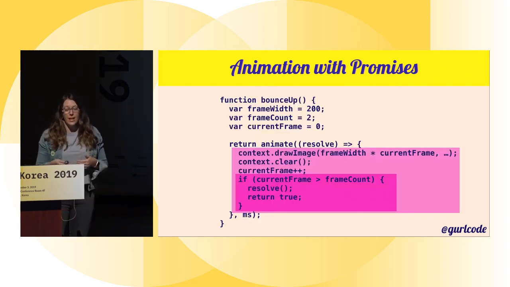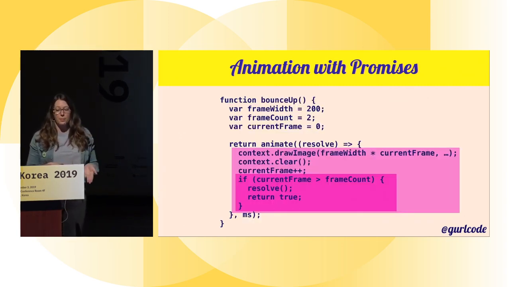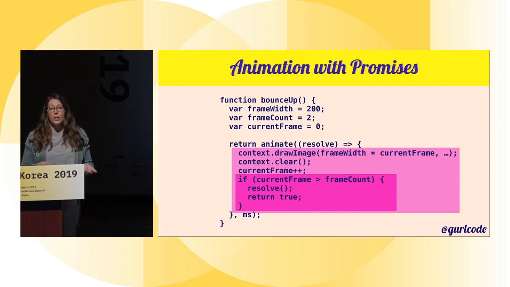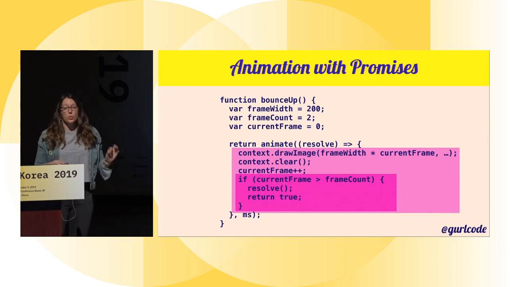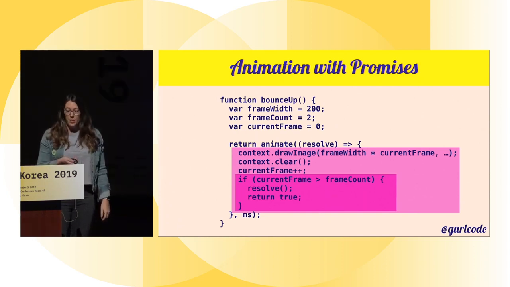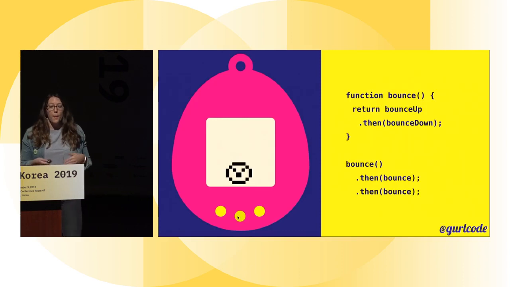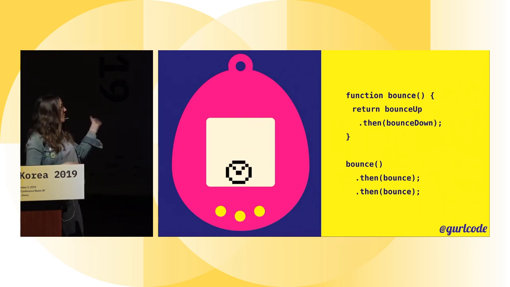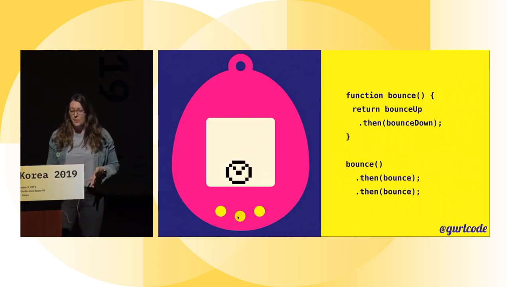So here we're going to use the animate function to create a bounce up animation. We're going to pass a function that draws the correct frame. It's going to clear the context, and it's going to increment the current frame. And when the current frame is greater than the frame count, the promise is resolved and we return true. Now, this would stop the function from setting another loop via setTimeout. So now we can create a simple bounce function using our bounce up animation and a bounce down animation using the same animate function. And as you can see, our Tamagotchi is bouncing.